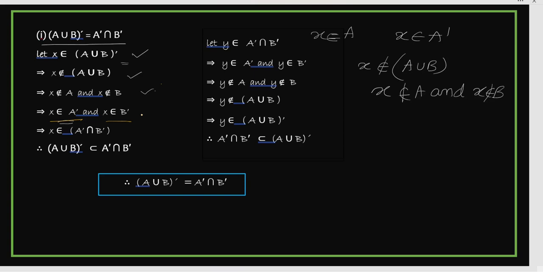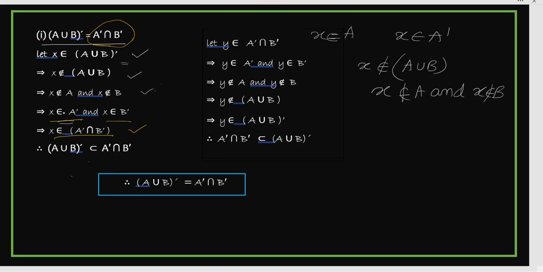Now the next step is X. From here it follows what? It implies X belongs to A complement intersection B complement. This is the implication. Therefore, A complement intersection B complement is nothing but this one.